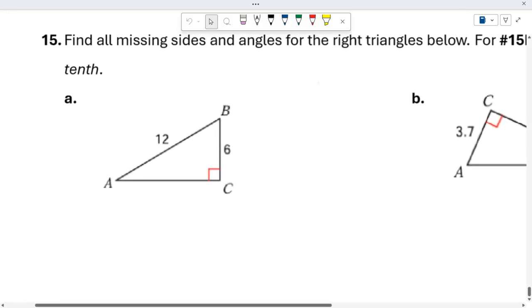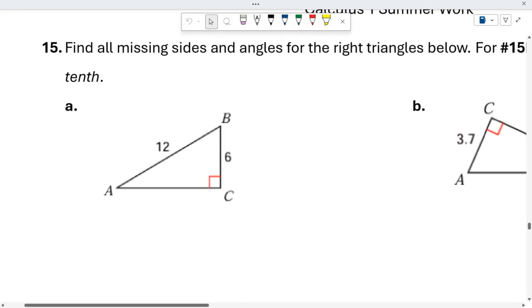So let's go ahead and take a look. 15a, find all missing sides and angles. For this particular triangle, we are given two of our sides. We're given AB and we're given BC. We're given one of our angles, which is angle C, which means we're missing one side, AC, and we're missing two angles, A and B.